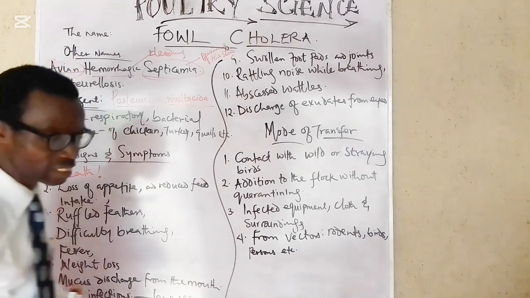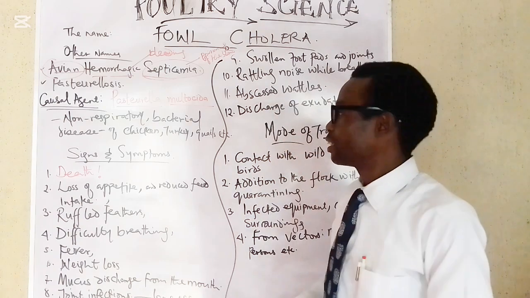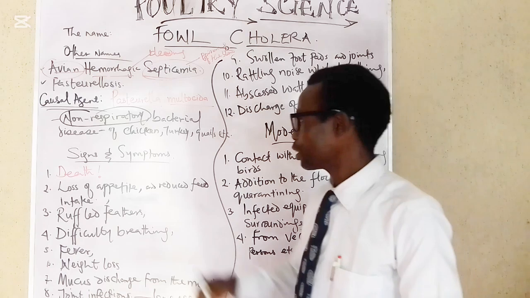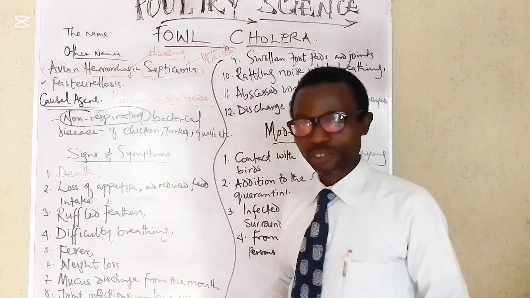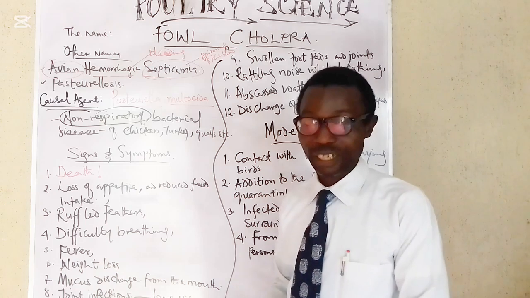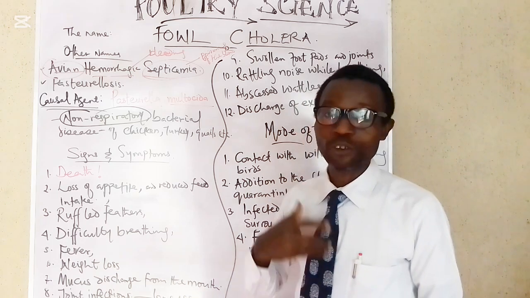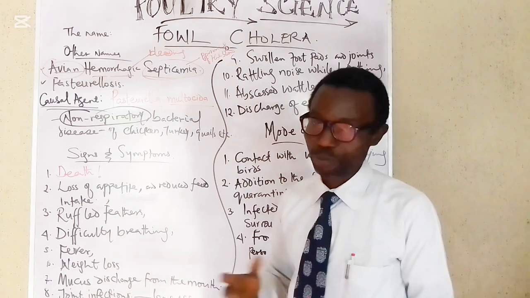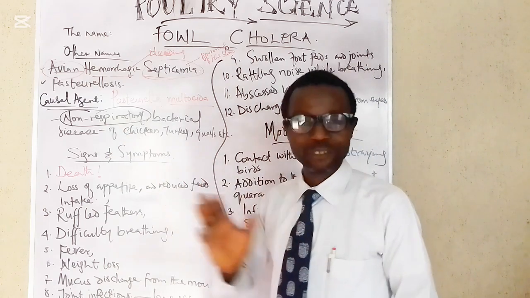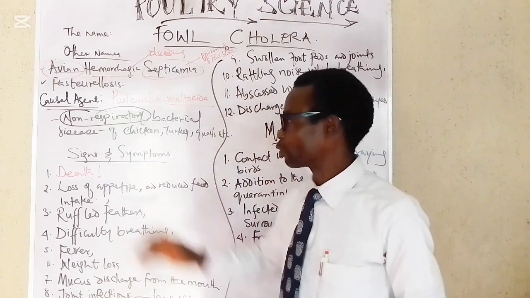Now what is it about fowl cholera? Fowl cholera is actually a non-respiratory bacterial disease of chicken. What that tells you, when we say non-respiratory, is that a good number of diseases in poultry caused by bacteria affect the upper or lower or both respiratory system of the birds. But this one has nothing to do, or not much to do, with the respiratory system.